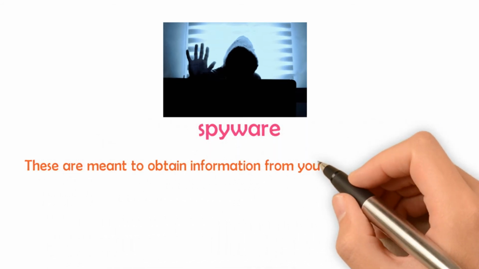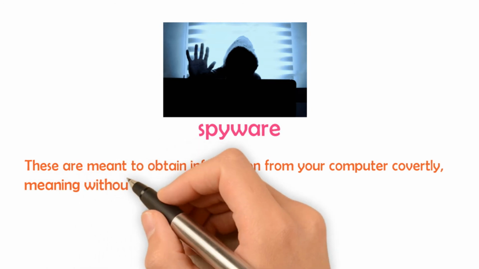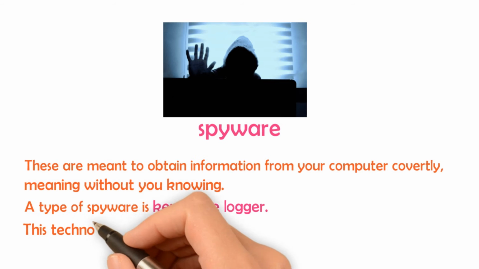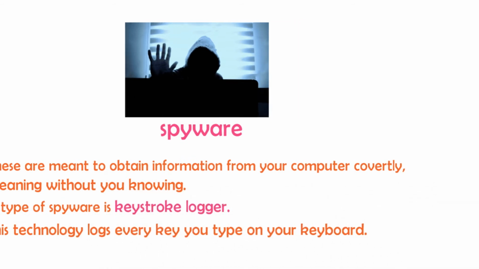And then you have spyware. These are meant to obtain information from your computer covertly. Covertly meaning without you knowing about it. A type of spyware is keystroke loggers. This technology logs every key you type on your keyboard.